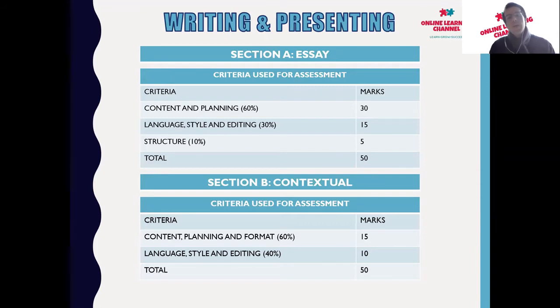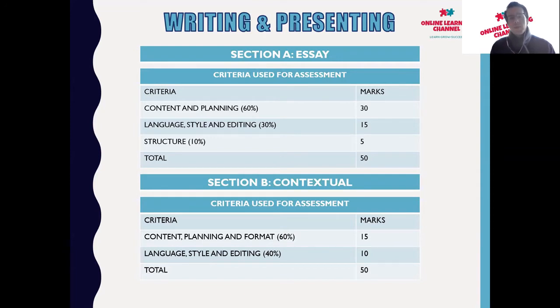So again, an emphasis needs to be placed on the fact that planning needs to be evident and constructive, and done in a way that really produces a quality final product. And then, of course, the content, the actual information that you offer and write within your essay, is going to be judged accordingly.